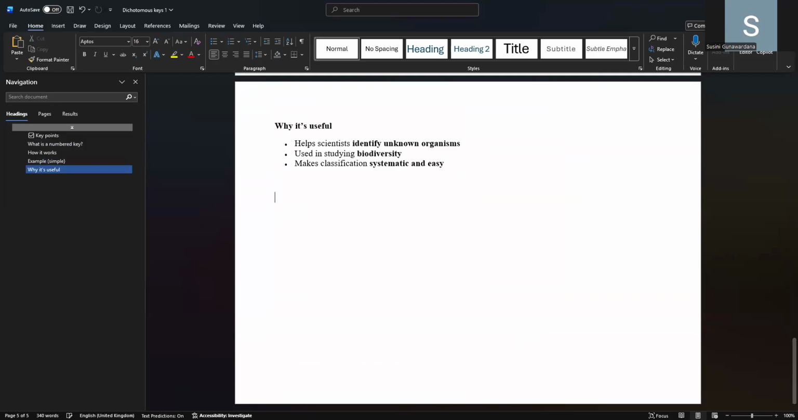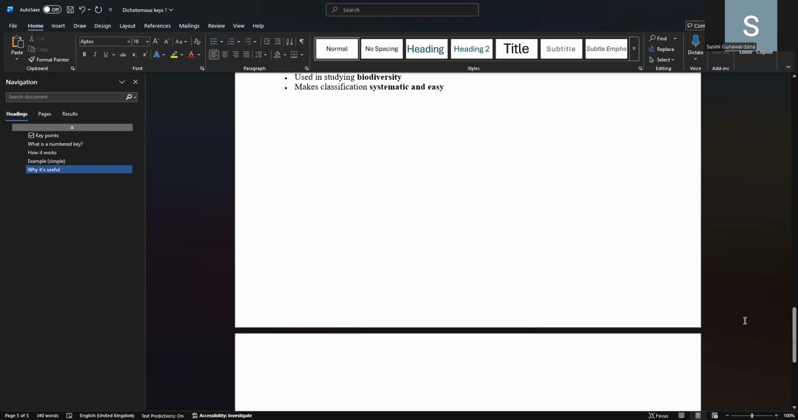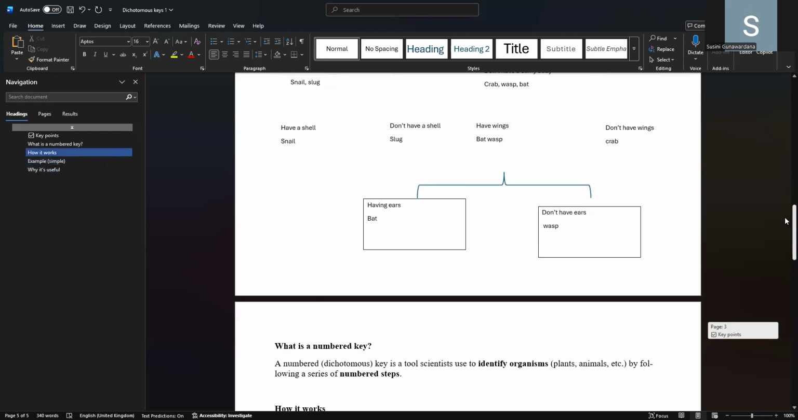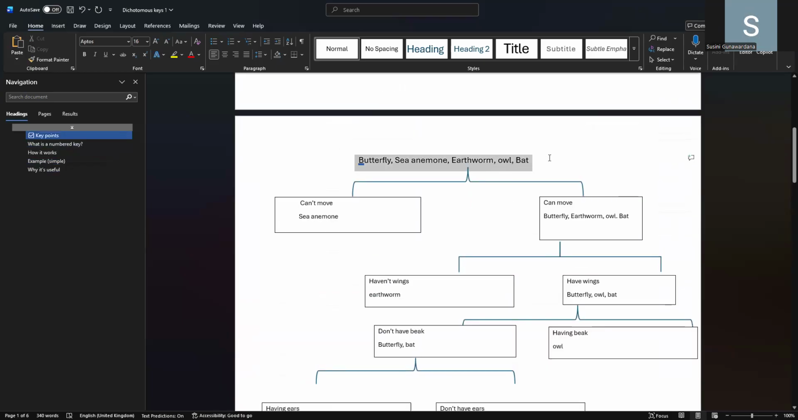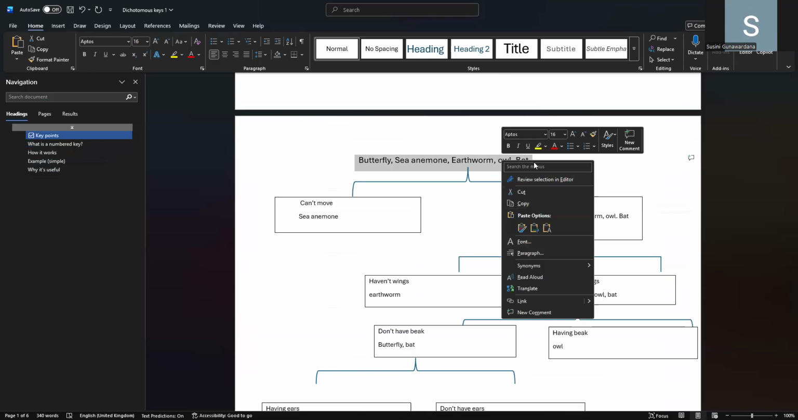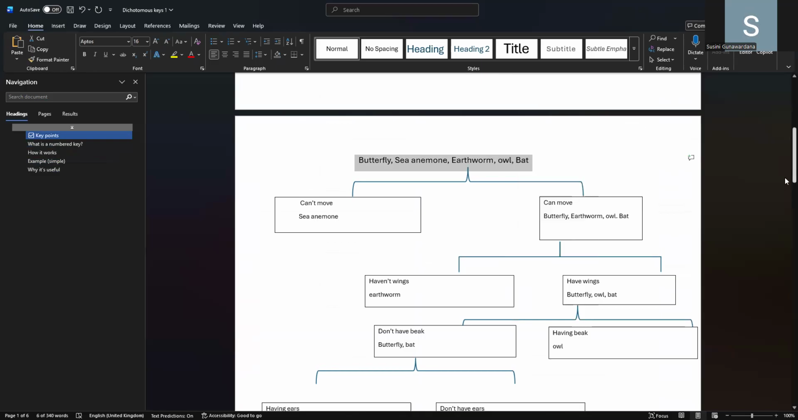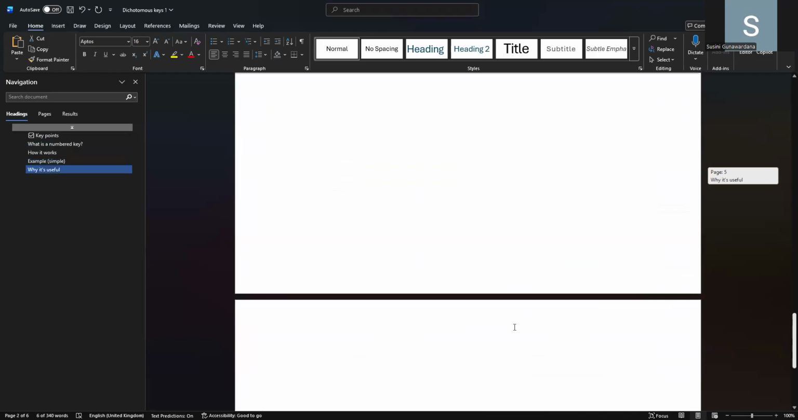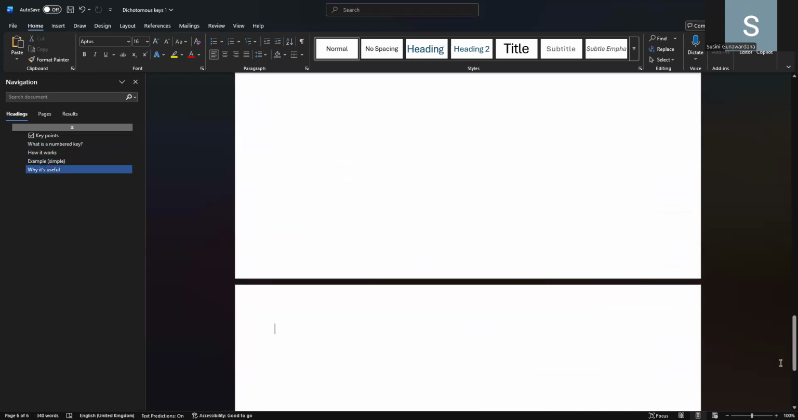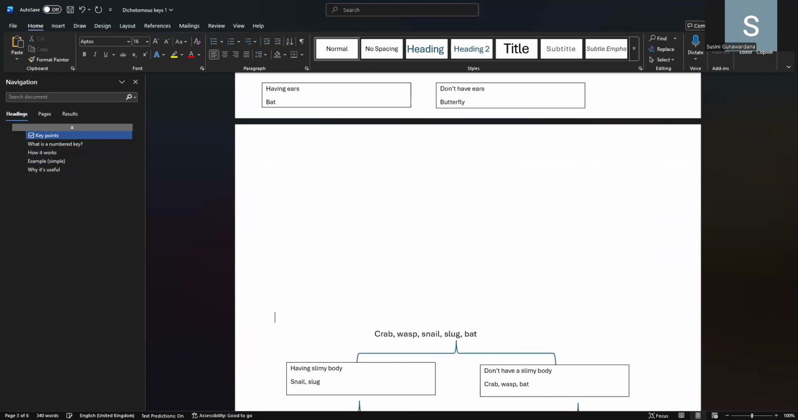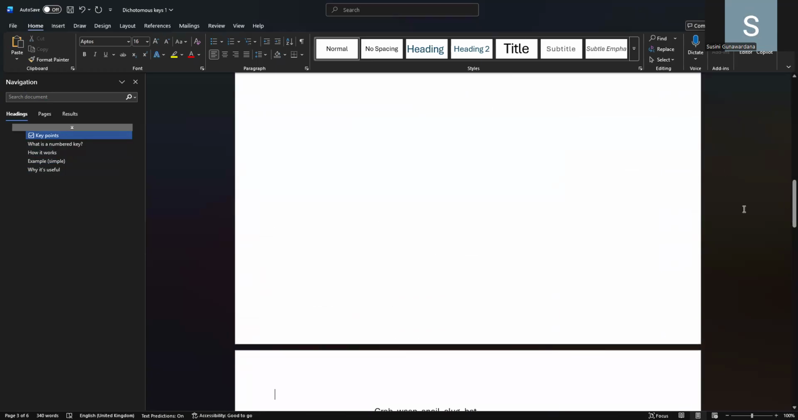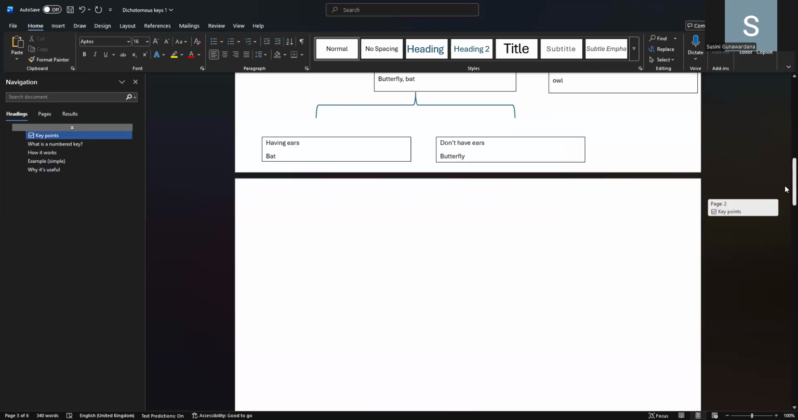So we'll do a few examples in here. We will take these two examples also. I will be taking butterfly, sea anemone, earthworm, and owl. Or else under this one will do. It will be easy for you. Taking the same animals.